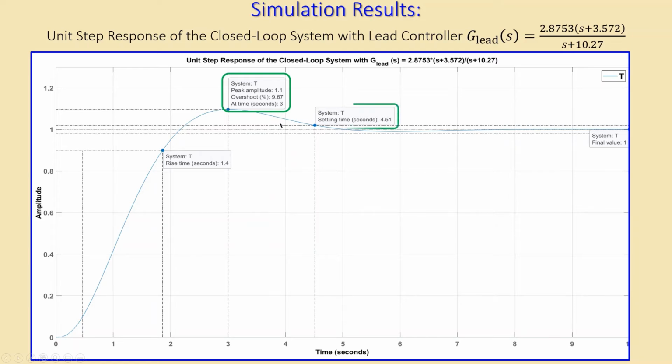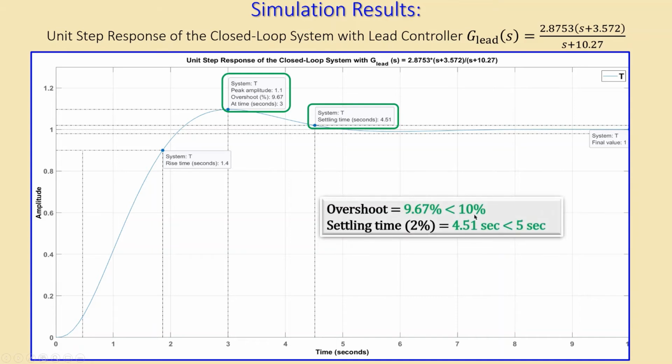And I see that the settling time is 4.51 here. It is also less than 5 seconds. So I mean 4.51 seconds. So it is less than 5 seconds. So both criteria, both specifications are met actually with this lead control. So in the first round, we have actually met both specifications. So overshoot less than 10%, and also settling time is less than 5 seconds. That means we are done actually in this form with this design of this controller.